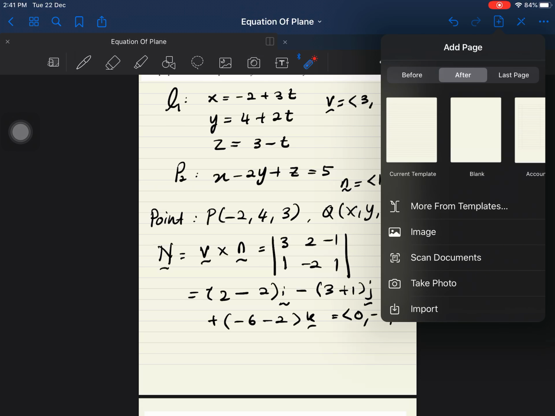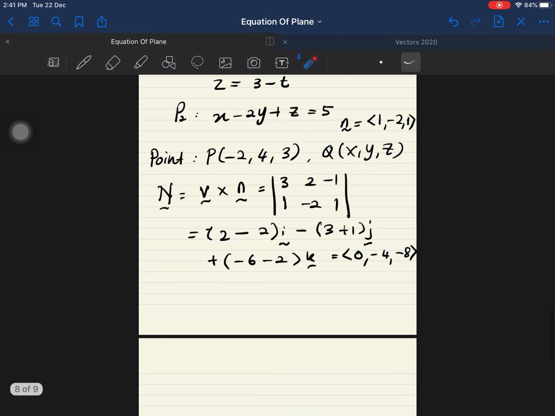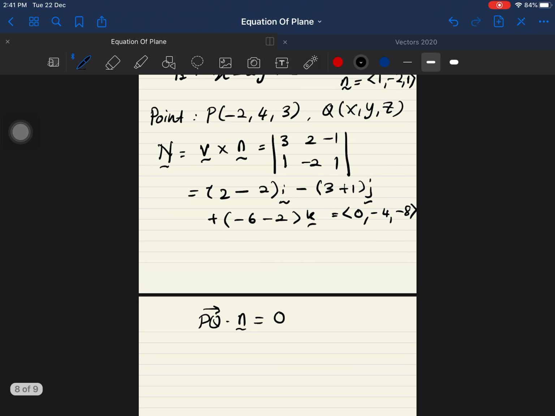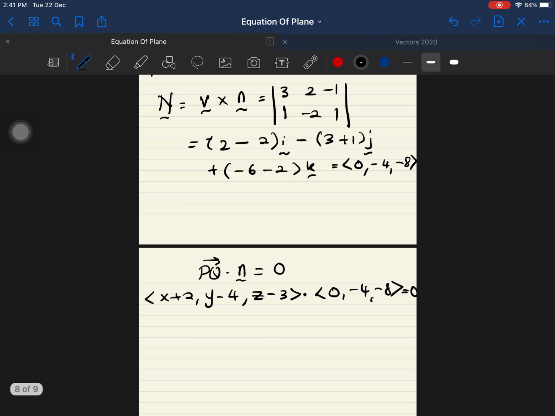Okay, so you have your normal vector and you have a point, so you boleh buat equation of plane. So PQ dot N is equals to 0, so you will have (x plus 2, y minus 4, z minus 3) dot with your N (0, -4, -8) equals to 0.